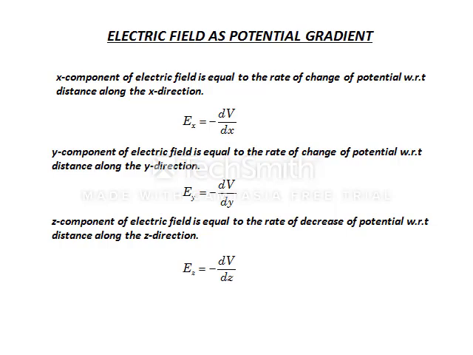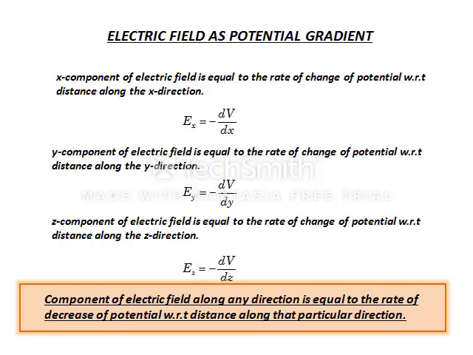So ultimately, the component of electric field along any direction is equal to the rate of decrease of potential with respect to distance in that particular direction. This is our basic result. The component of electric field along any direction is equal to the rate of decrease of potential with respect to distance along that particular direction.